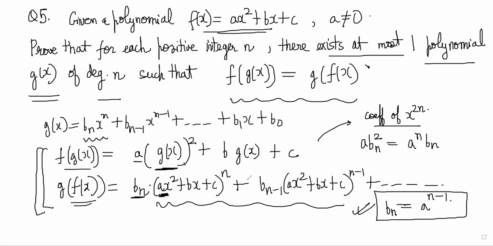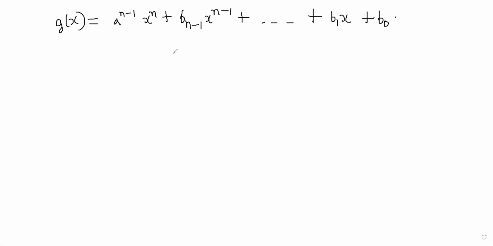So what is the conclusion here? That if for a certain n, we know that g(x) is a degree n polynomial that satisfies this, then the leading coefficient of g(x) must be a power n minus 1. So basically the form of g(x) that we have gotten is a power n minus 1, x power n, plus bn minus 1 x power n minus 1, and so on till b1 x plus b naught.